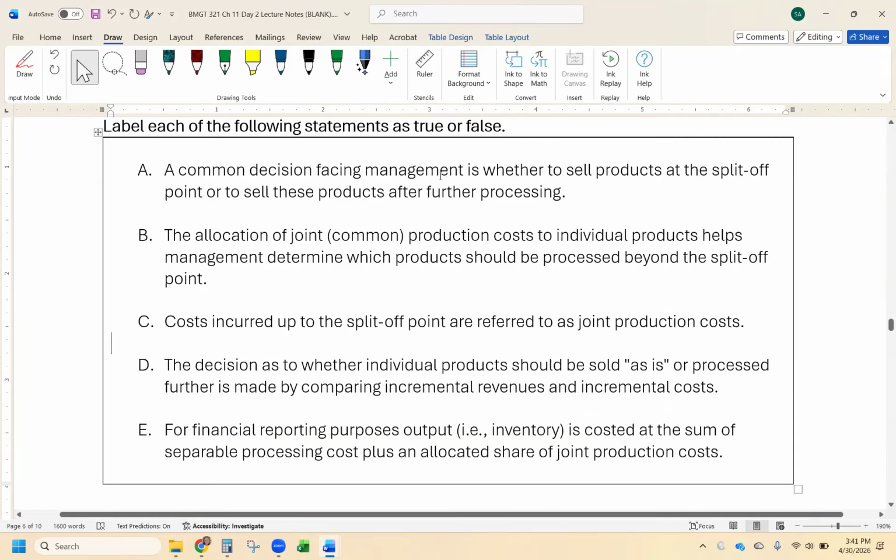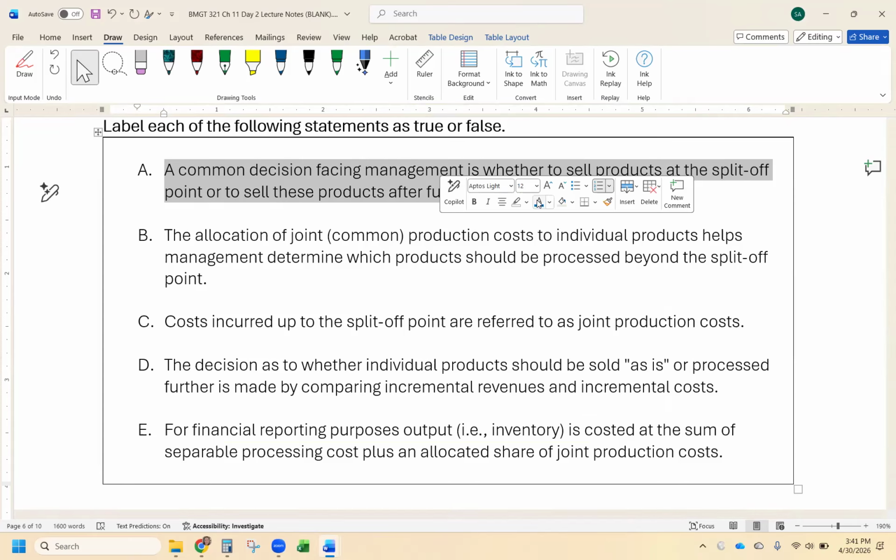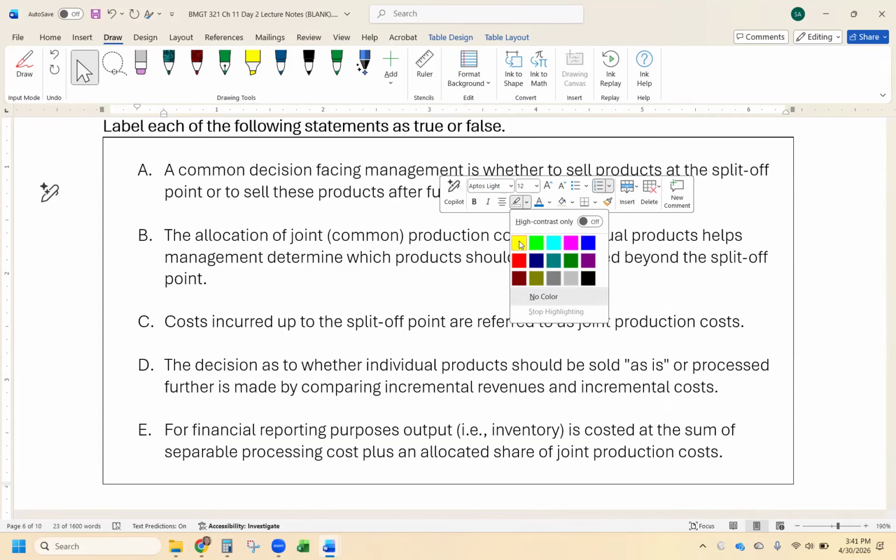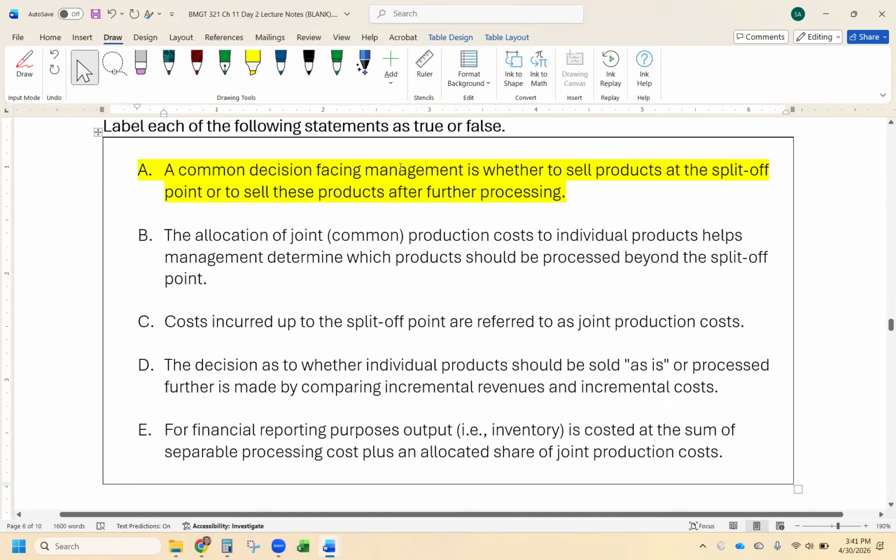Okay, so A is true. That one is true. Except I would also accept false, but the book says it's true. I don't know if it's that common. It is a decision that could be faced by a manufacturer who has that kind of ability, I assume. So I don't think every business faces this decision. But if they're a manufacturer, they probably do. So I guess that one's true.